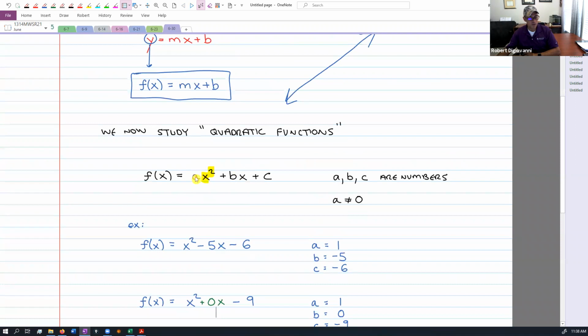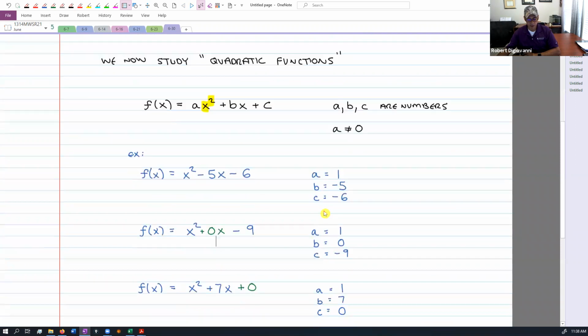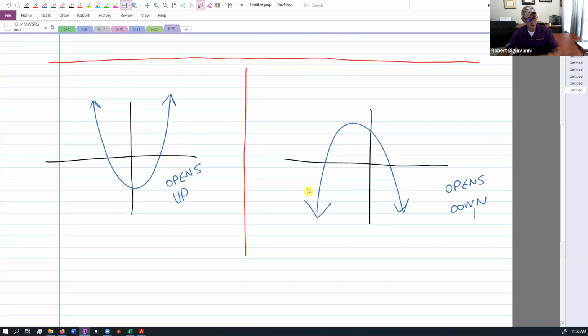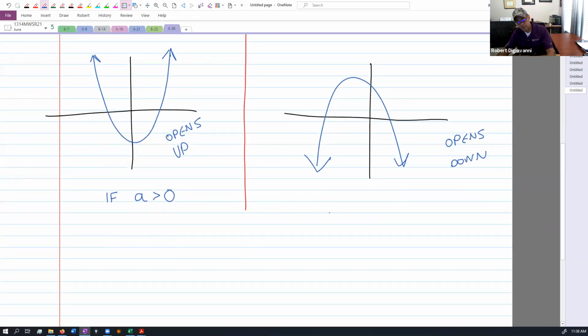Remember that number in front of x squared is a, right? We identified what a was in all of these. I can guarantee you that it will open up if a is bigger than 0. In other words, if it's a positive number. If the number in front of x squared is positive, we're going to have a parabola that opens up. If the number in front of x squared is negative, we're going to open down every single time.